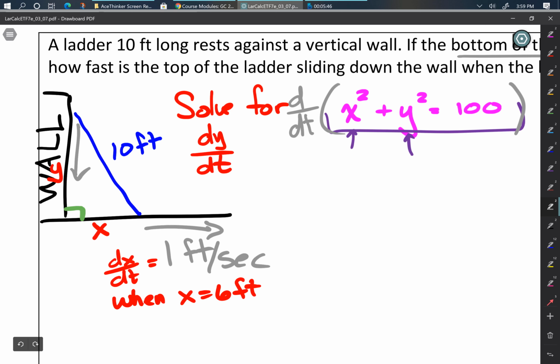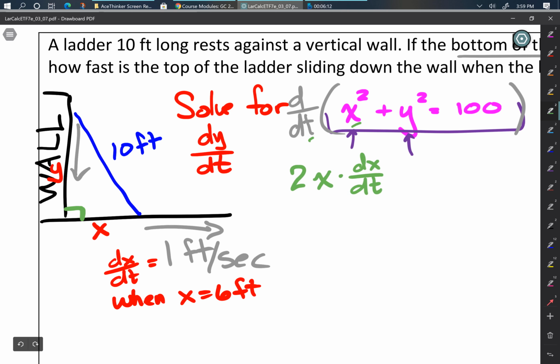That is d/dt. Take the derivative of this with respect to time. All right, so I see three terms. x squared is the first term, y squared is the second term, 100 is the third term. I'll take the derivative of the first term with respect to time. The derivative of x squared with respect to t, the variables don't match, so this is the implicit differentiation part. So this is going to be 2x times dx/dt.